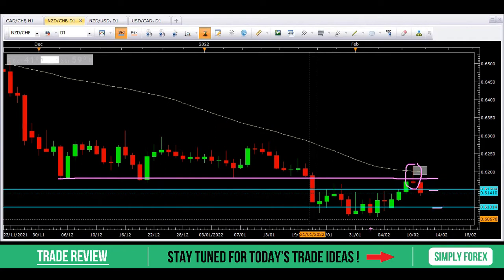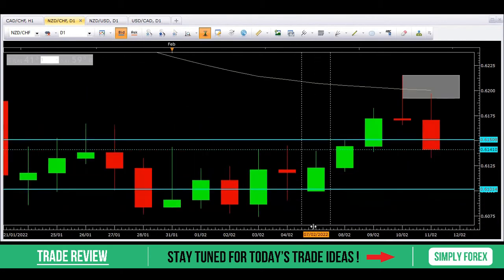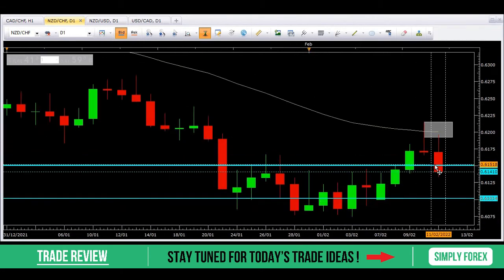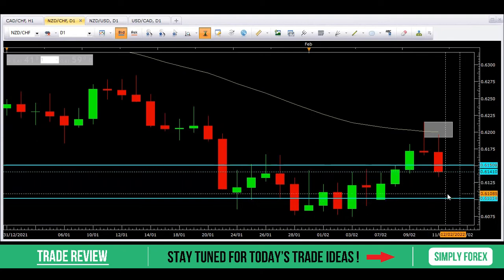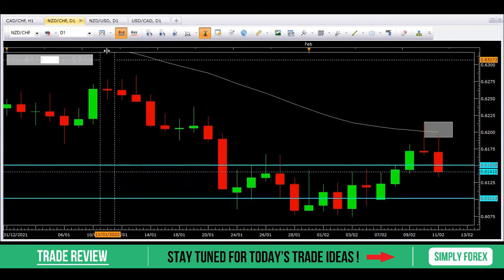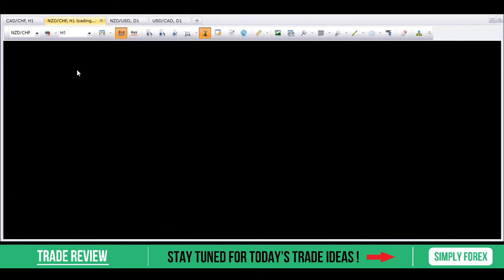Again, you can see, guys, that this was a successful trade and it hit our blue target and is even carrying on to this blue target. But let's look at H1 and again see if we could get an entry.